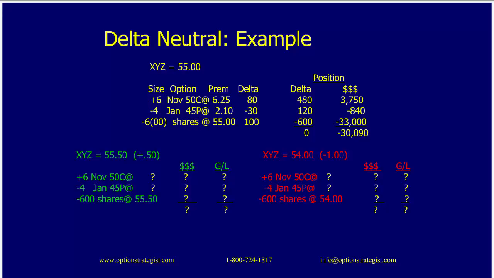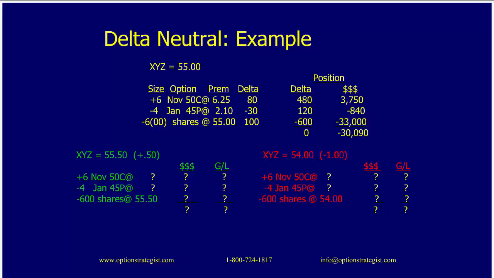That's what it would cost to buy 6 of these calls. Then we have, I'm short 4 of the Jan 45 puts at 210. Here's the delta. Notice the delta is positive, but I'm using a negative sign for the credit. And then I have short 600 shares of stock at 55. And so that would be negative 600 deltas for a total delta position of 0. And I'm short $33,000 for a net position of negative 30,090.